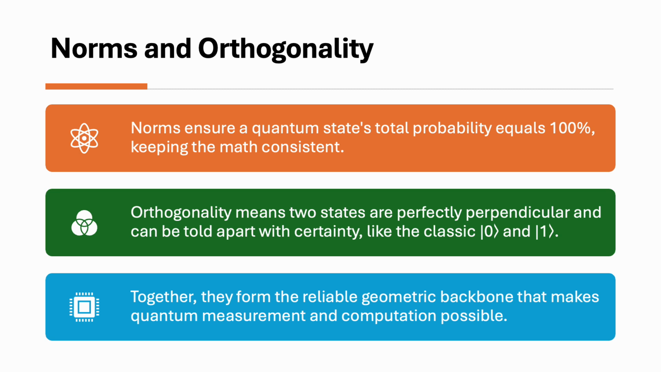Orthogonality is equally important because it describes when two vectors are completely perpendicular to each other, meaning their inner product equals 0. If two users have orthogonal preferences, they have absolutely nothing in common in their tastes. In quantum computing, orthogonal states are perfectly distinguishable and represent mutually exclusive outcomes. For example, a qubit being definitely in state 0 is orthogonal to its being definitely in state 1.